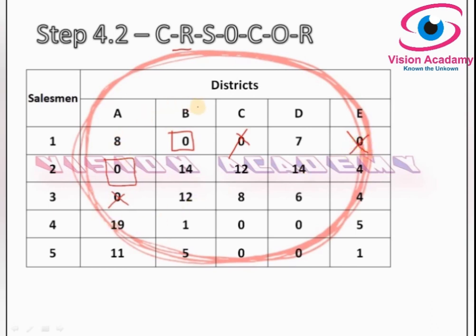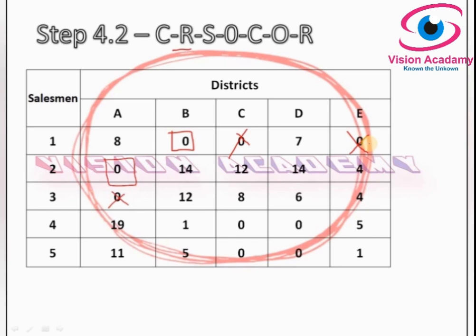Okay, next I will come here. There are 2 zeros here. We can't perform this. There are 2 zeros here too, and there are no zeros here. 1 zero is here, and it is crossed out. So we have completed step 4.2 also.